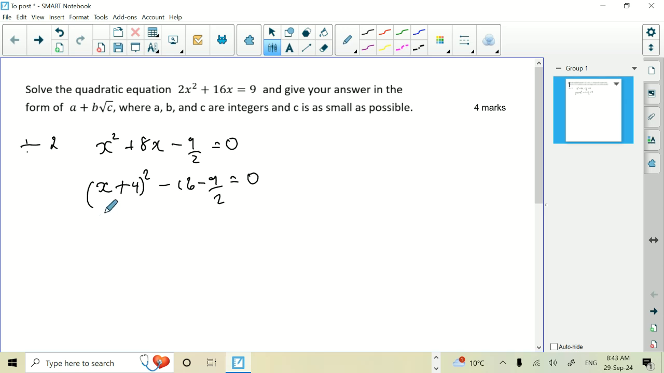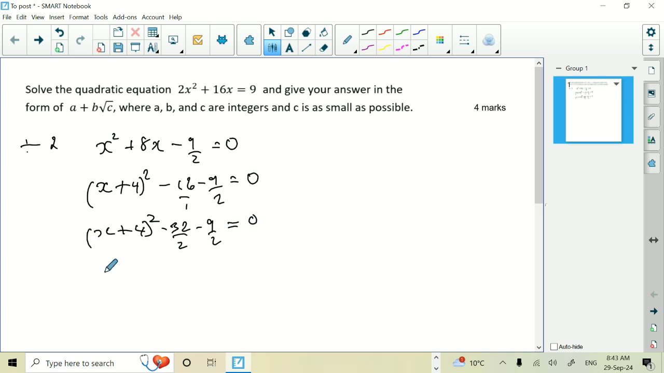So this, I can put that 16 over 1 and multiply it by 2, so you know what I'm doing. Again, I'll write it out: x plus 4 all squared. Now this is multiply both denominator and numerator by 2. That gives me 32. So minus 32 over 2 minus 9 over 2, which is equal to 0.